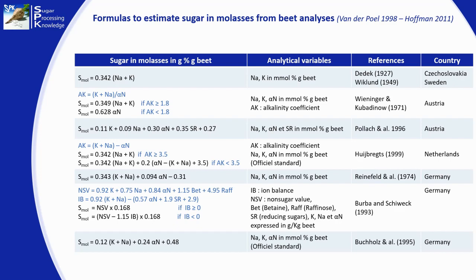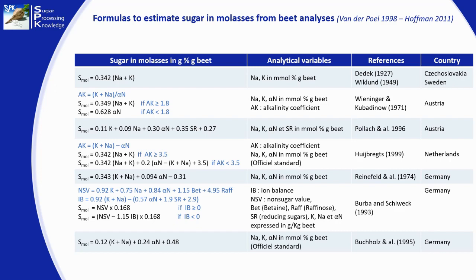In the same country, Austria, another formula was established in 1996, which estimates molasses sugar according to potassium, sodium, alpha-amino-nitrogen, and reducing sugars. For the Netherlands, the alkalinity factor has also been introduced, and there are two different formulas depending on the value of this factor. For Germany, the formula established in 1974 estimates molasses sugar in terms of potassium, sodium, and alpha-amino-nitrogen.